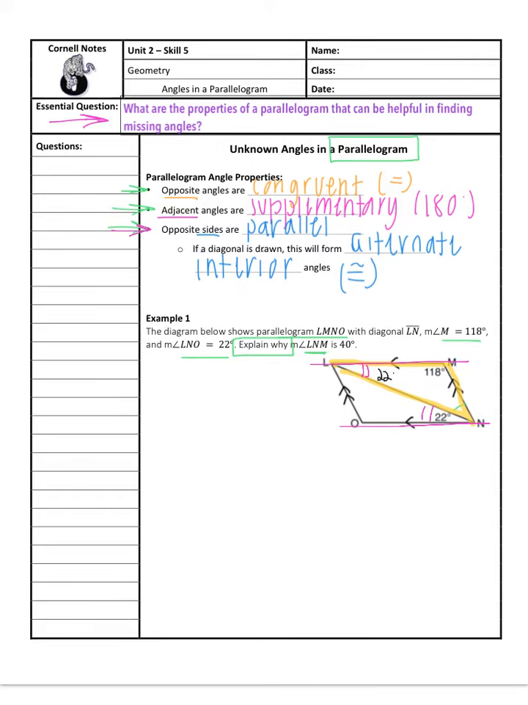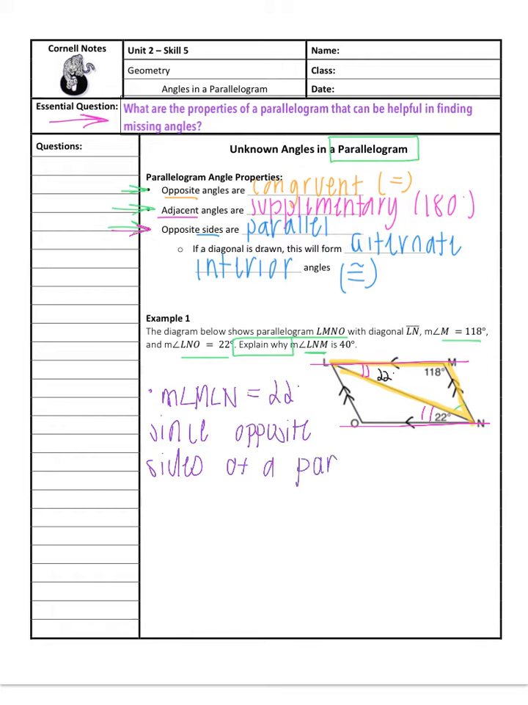So let's take a minute to write that as a sentence. Our first thing here that we discovered is the measure of angle MLN is equal to 22 degrees since opposite sides of a parallelogram are parallel.